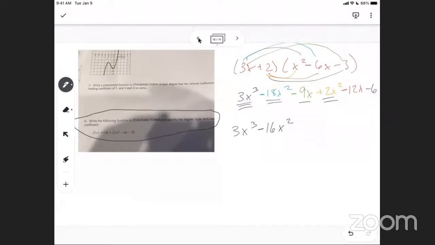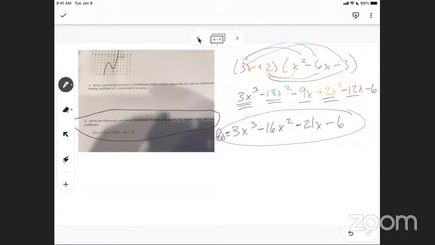And what's negative 9x and negative 12x? Negative 21x. Good. And then -6. There's your answer in standard form. And don't forget the f of x equals. Okay, so that's just called standard form.